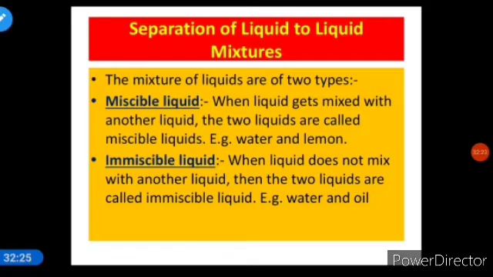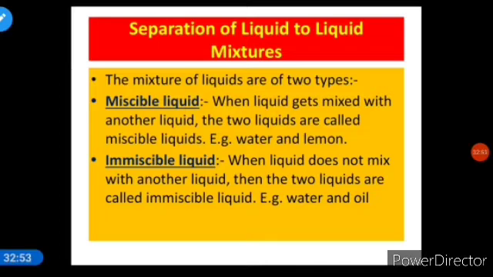There are two types of mixtures of liquids. First one is miscible liquids and second one is immiscible liquids. Miscible liquids means what? When a liquid gets mixed with another liquid, these two liquids are called miscible liquids. For example, water and lemon. When you mix lemon in water, both liquids are mixed together. This kind of liquid is miscible.